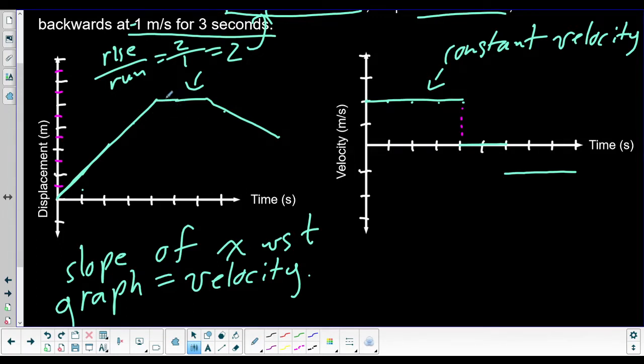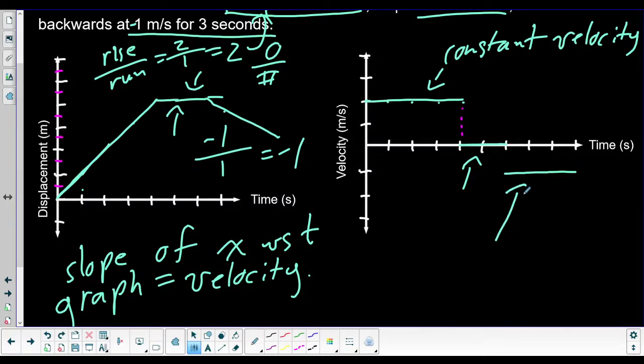Right here, we're rising 0, running some. So 0 divided by any number is 0. Slope is 0. Velocity is 0. Here, we're going down 1 over 1. So down would be negative in the y direction. Right 1. That's a -1 slope. What's the value of our velocity here? We are lined up with -1. So whatever your slope of a displacement graph is, that is the value of your velocity. Okay, cool. That's pretty tight. You're going to need to remember this fact for the rest of your life.